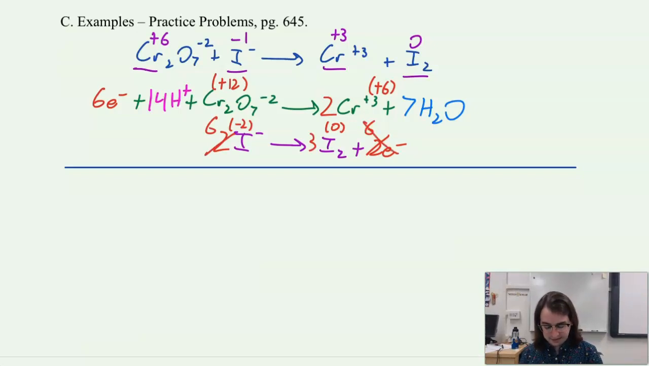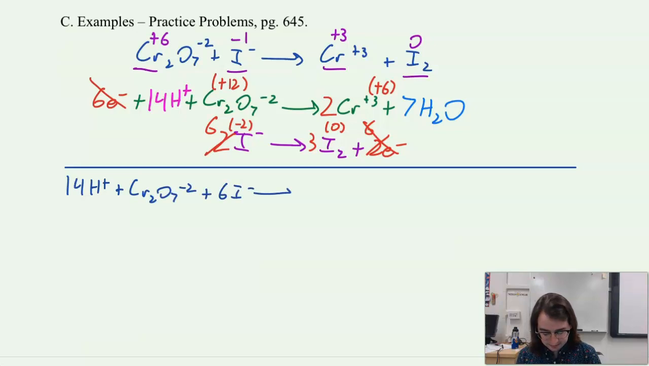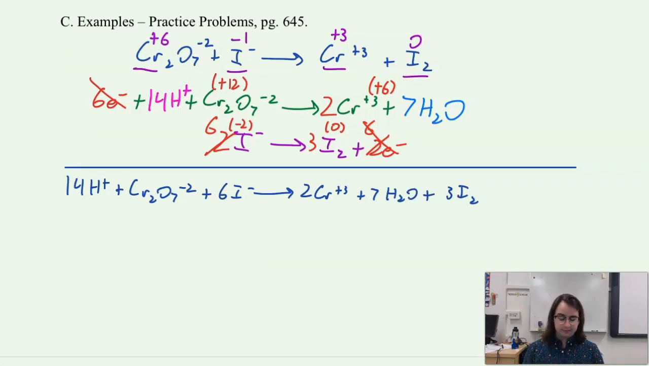So the electrons cancel, these cancel, and now I'm just going to add everything up. So you get 14 H plus plus Cr2O7 minus 2 plus 6I minus, and that gives us 2Cr plus 3 plus 7H2O plus 3I2. And just like that, we balanced it.